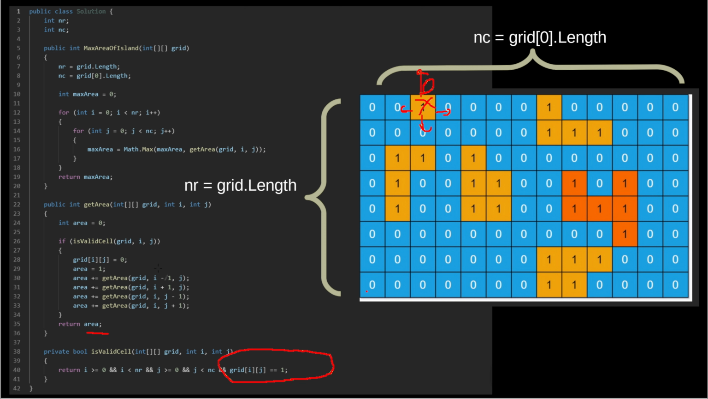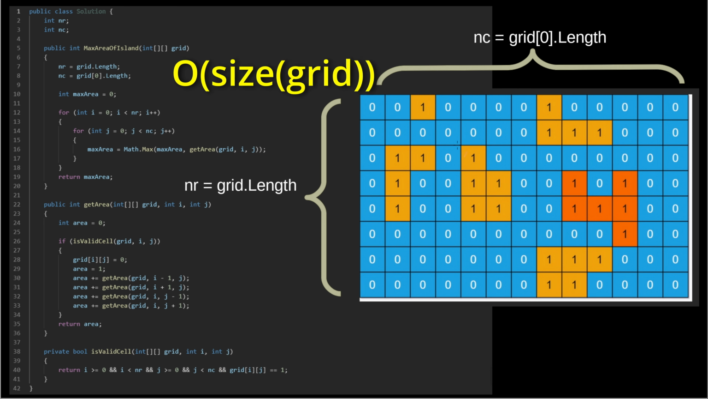And then we turn all these values to 0 so that these cells will not be visited again down the road. In terms of time complexity, since all the cells are visited at most twice, the time complexity is big O of the size of the grid.